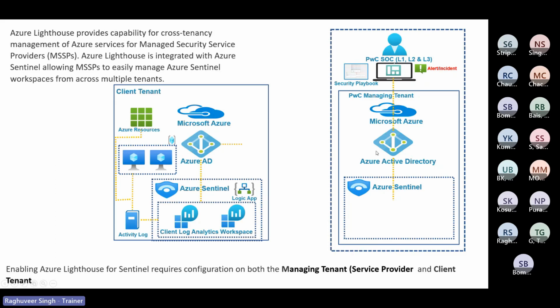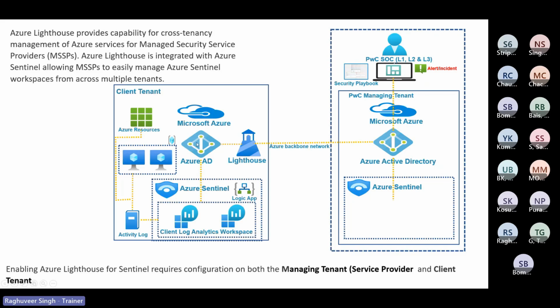Now these two are separate tenants. There is no connectivity in between. You can see this is separate. The managing tenant is separate. The client tenant is separate. How do we connect? In order to connect, I will deploy the Lighthouse service in the customer's tenant, in the managed tenant. By running that script, I will deploy a Lighthouse service. Once the Lighthouse service is deployed, the service provider's managing tenant, the service provider's Active Directory, and the customer's Active Directory will be connected via Lighthouse.